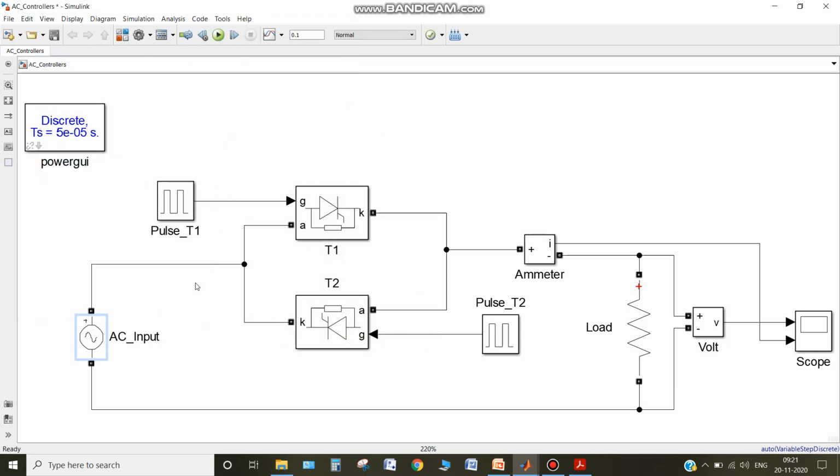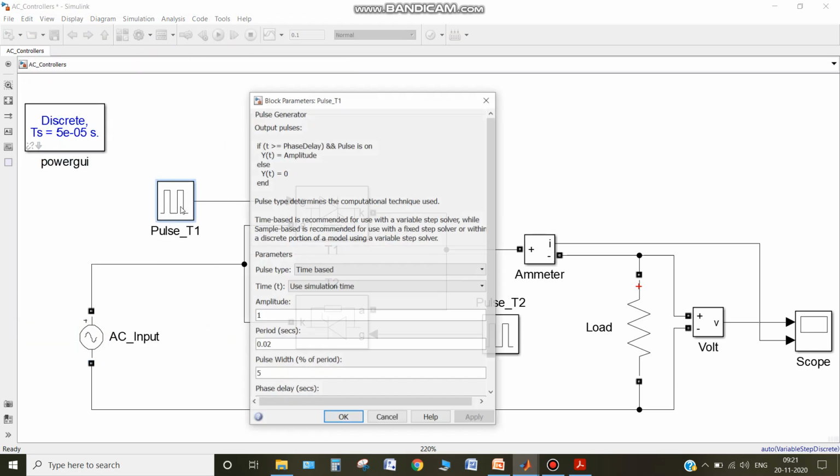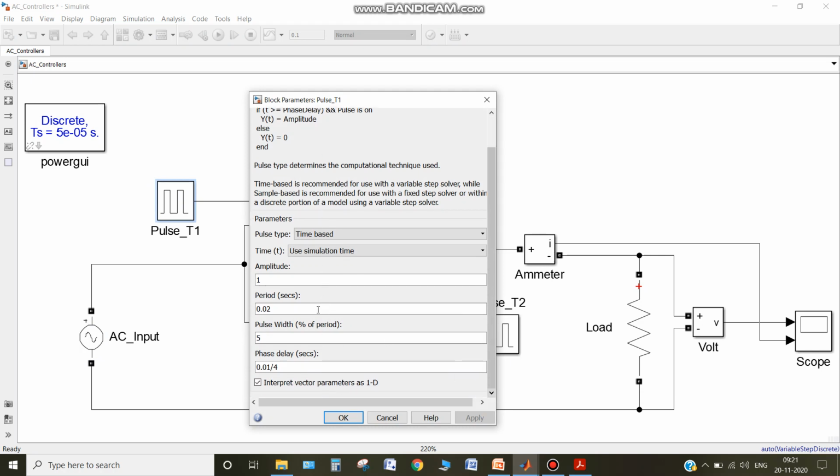Then we have the pulse generators. If you open the pulse generator block, the period I have given is 0.02 second. The phase delay I have given is pi by 4. Here pi is equivalent to 0.01 second, divided by 4, which is the time delay corresponding to a pi by 4 radian angle.